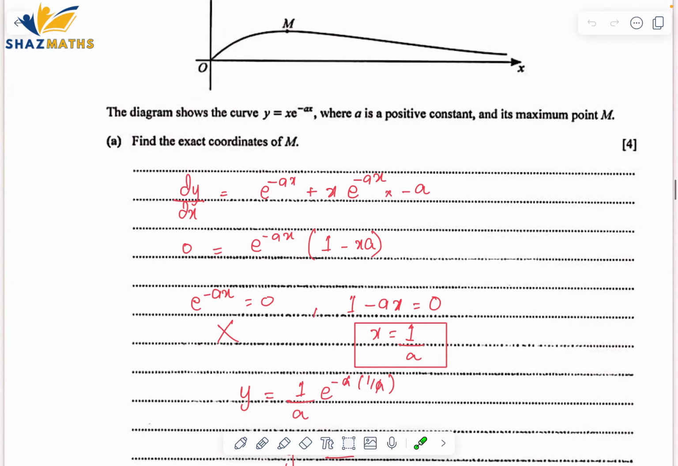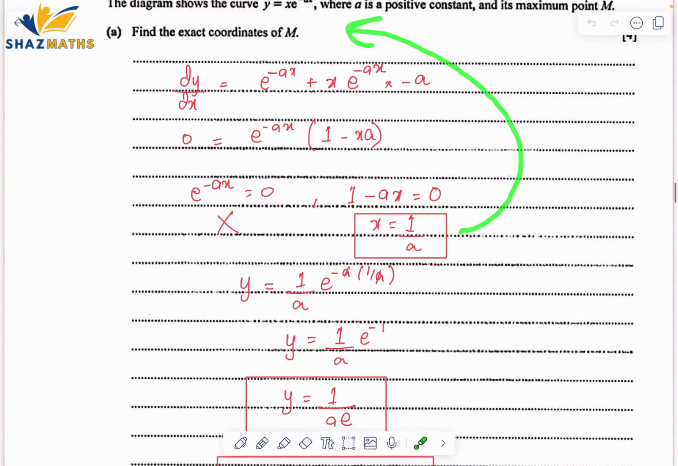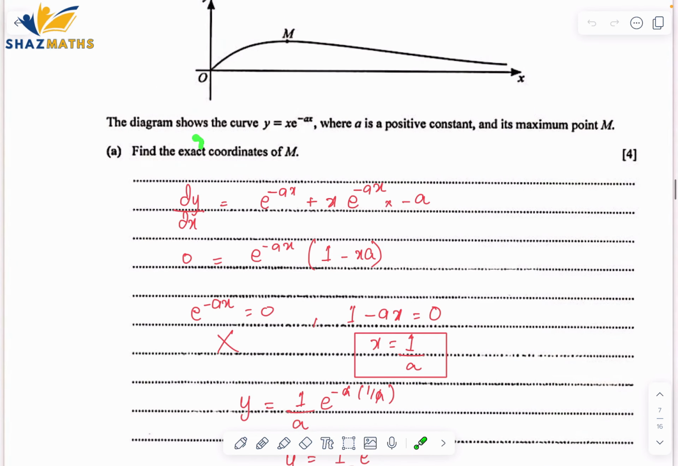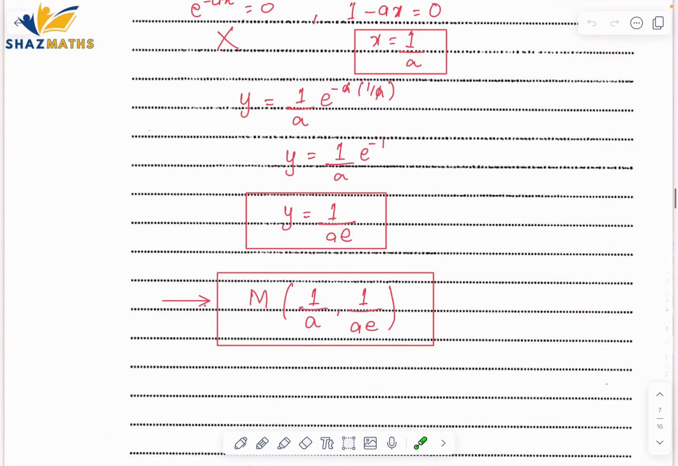Then we'll put this value back in the original equation and we'll find the value of y, which will be 1 over ae. Since the question mentioned exact, that means we'll leave the answers in the form of these fractions. So M should be 1 over a and 1 over ae.